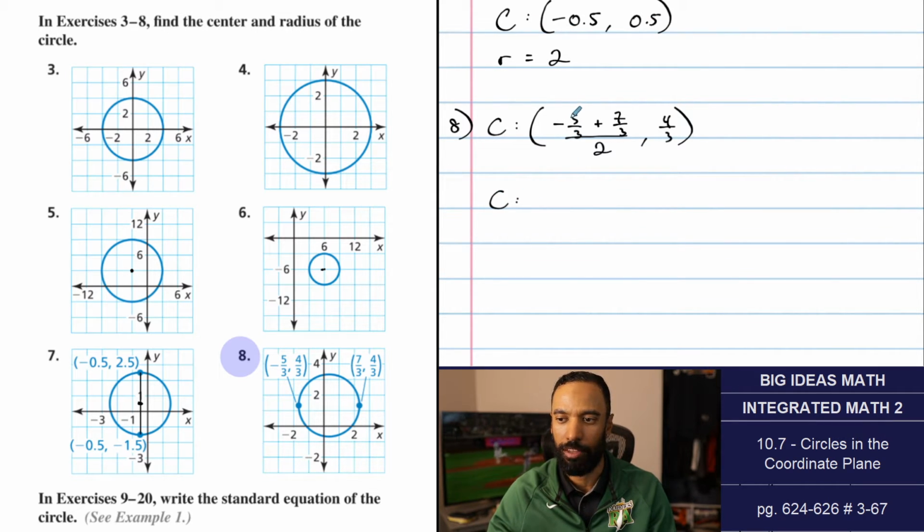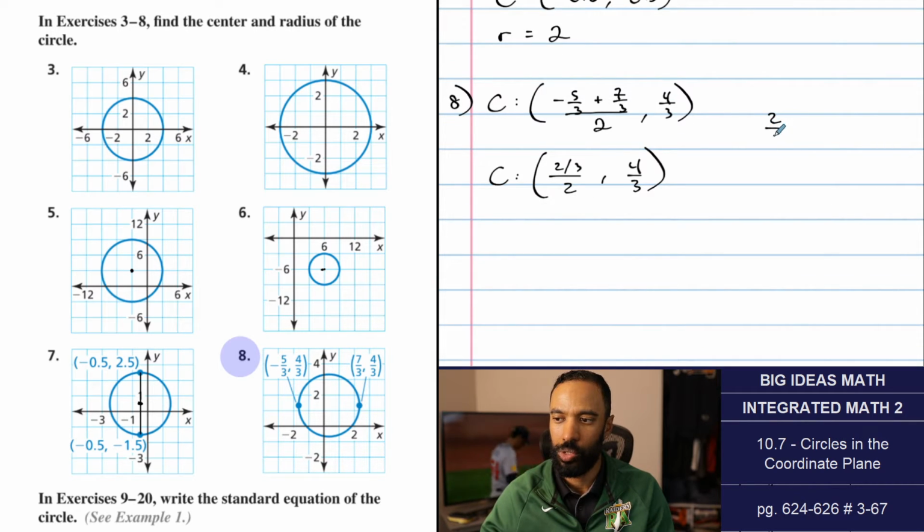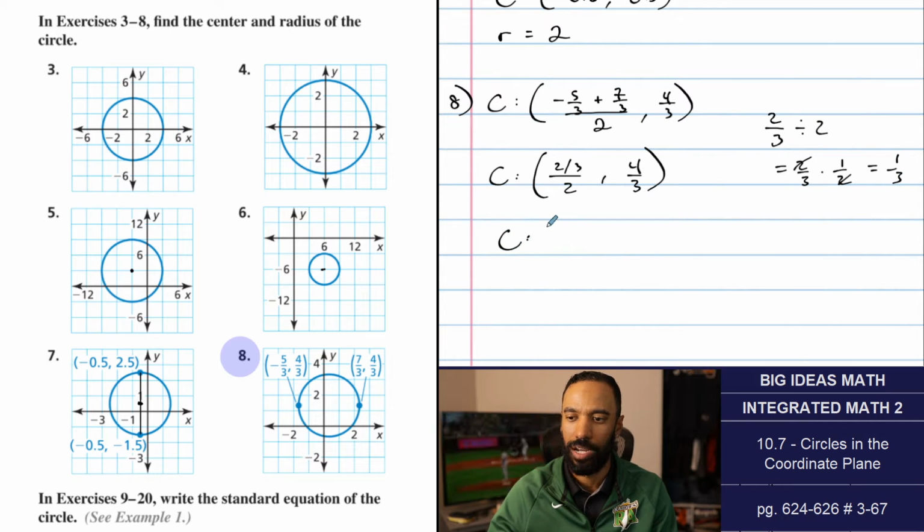How do you divide a fraction by a fraction? We've got negative 5/3 plus 7/3. That's 2/3. 2/3 divided by 2. Well, what happens here, 2/3 divided by 2 is 2/3 times 1/2. These twos can cancel, if you will, and you get 1/3. So the center is going to be 1/3 for x and the 4/3 for y that was there.